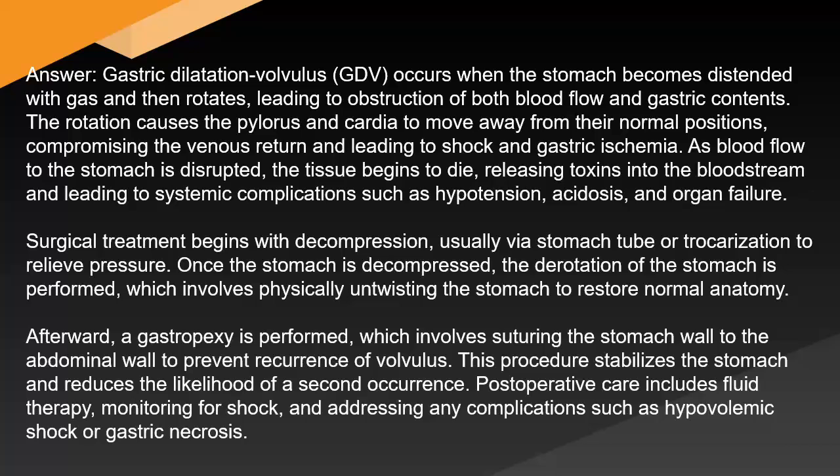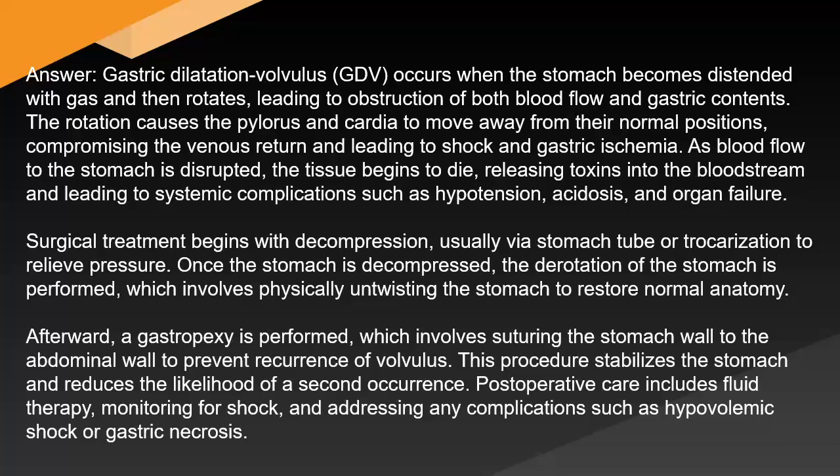As blood flow to the stomach is disrupted, the tissue begins to die, releasing toxins into the bloodstream and leading to systemic complications such as hypotension, acidosis, and organ failure. Surgical treatment begins with decompression, usually via stomach tube or trocarization to relieve pressure. Once the stomach is decompressed, the derotation of the stomach is performed, which involves physically untwisting the stomach to restore normal anatomy. Afterward, a gastropexy is performed, which involves suturing the stomach wall to the abdominal wall to prevent recurrence of volvulus. This procedure stabilizes the stomach and reduces the likelihood of a second occurrence.